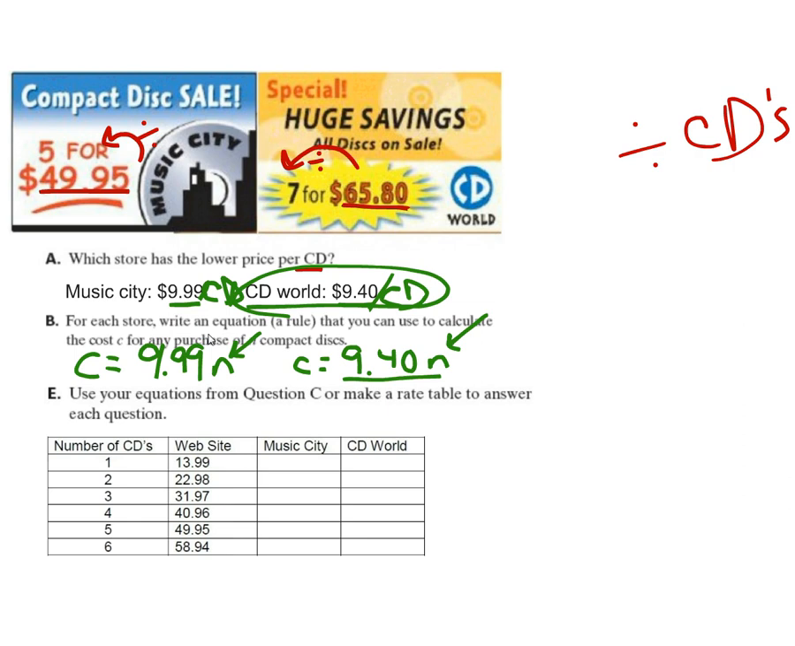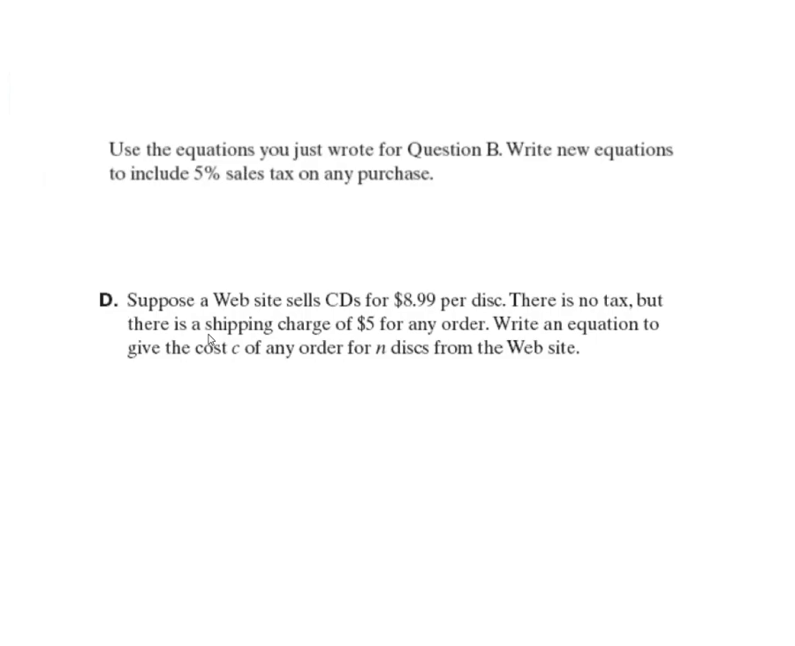Now that we have these equations, what we can do is figure out this right here. We can take these number of CDs and figure out how much we would actually be spending. Use these equations to fill in this table right here for Music City and CD World. Do that right now. If you get the chance, I want you to try these two out.